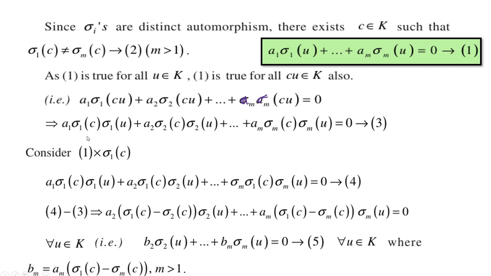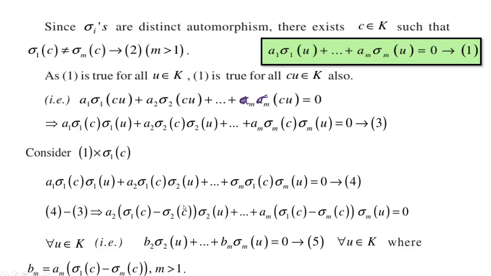So here what we are going to do is use the fact that sigma i's are automorphisms, means they are homomorphisms. So we will have a1 sigma 1c sigma 1u plus a2 sigma 2c sigma 2u and so on am sigma mc sigma m of u equals 0. We shall name this as equation 3. This is our equation 2. Now we will multiply equation 1 by sigma 1 of c. So you are multiplying throughout by sigma 1c.